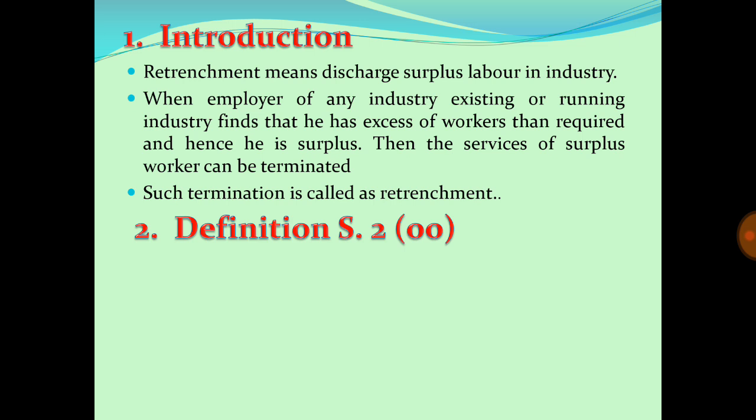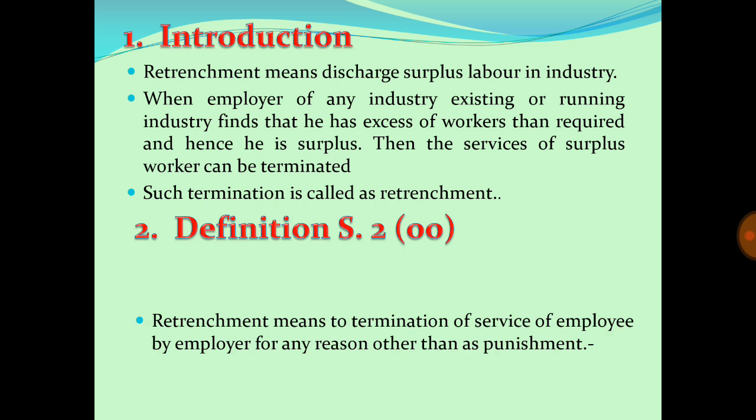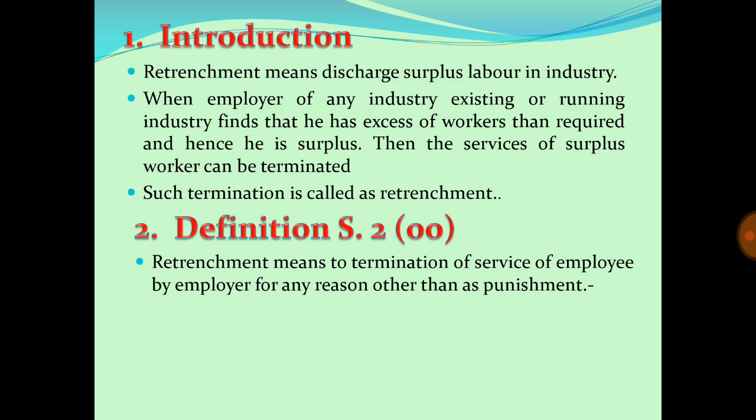Their services are terminated because they are not now required. As you know, there is a rule of demand and supply, so the number of workers should be equal to the number of positions available in that industry. If the positions are fewer than the available workers, then the extra workers can be terminated. Now we must see the definition of retrenchment.